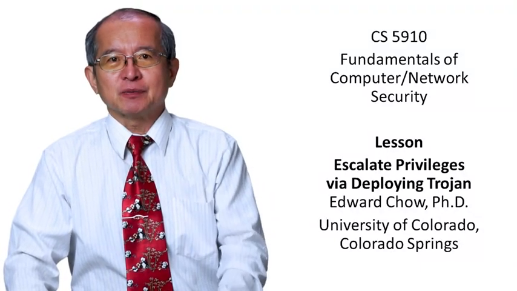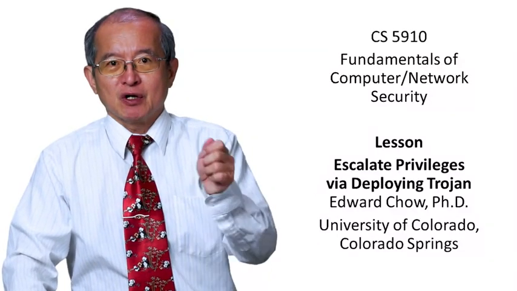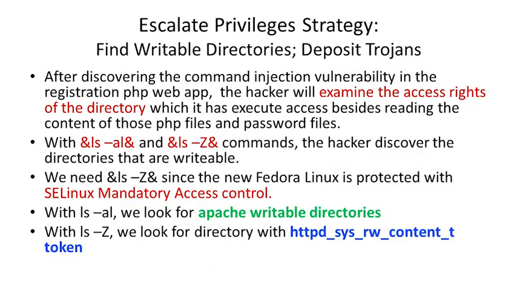In this lesson, we show how to escalate privilege after gaining access by following the hacking methodology presented in previous lessons. We'll deposit a Trojan. Here are our privilege escalation strategies. We'll first try to find a writable directory on the victim machine, and then deposit a Trojan there.